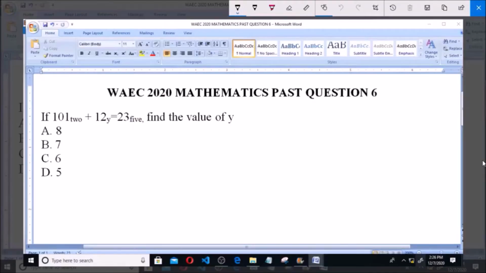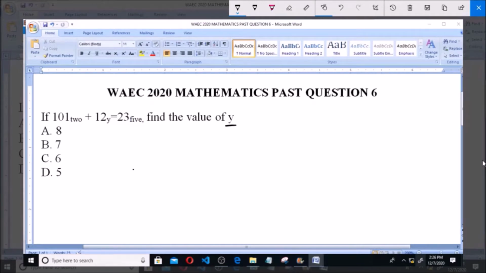I'll be answering WAEC 2020 Mathematics Past Question 6. If 101 base 2 plus 12 base y is equal to 23 base 5, find the value of y. Now to find the value of y, what we simply do is convert each of these numbers to base 10 since they're in different bases. Like I can say this is in base 2, this is in base y, and this is in base 5. So converting this to base 10 will make it uniform, and then we can get the value of y.